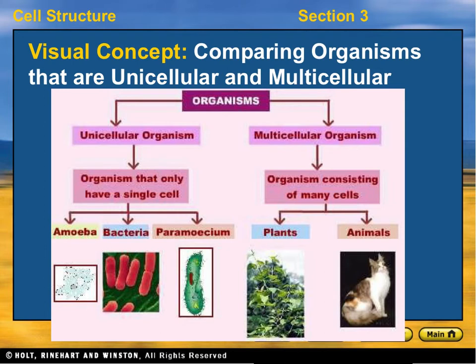This is just a visual that shows you that unicellular organisms are single cells, thus the prefix uni, and we can see that we have an amoeba, bacteria, and a paramecium. These are all single cellular organisms. Now multicellular organisms consist of many cells that coordinate and work together, and that can be either a plant or an animal. So both plant and animal organisms are considered multicellular organisms.